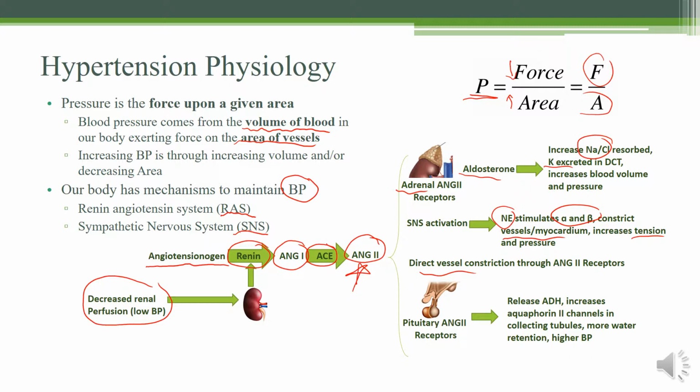Finally, it also affects the pituitary gland. You'll learn more about that later, but just know that the pituitary gland secretes a hormone called antidiuretic hormone. This antidiuretic hormone prevents you from peeing. So what angiotensin does is it stimulates the pituitary gland to release this, and then you just can't release water anymore because you've got these aquaporin 2 channels that help you reabsorb the water in the collecting tubules. So what that means is you just have an increased force because you have more blood that's being retained in you, and that means you have higher blood pressure.